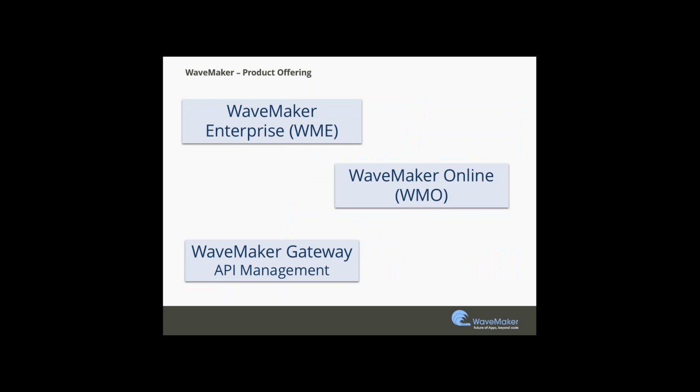WaveMaker as a product comes in various offerings. We provide WaveMaker Enterprise, which gives you a platform that can be deployed inside your enterprise to create these digital apps. Or also you have the capability to go to WaveMaker Online and create these apps as a cloud service. And also we have WaveMaker Gateway, which gives you an API management offering to take your APIs and publish it to your stakeholders and create an application ecosystem around it.